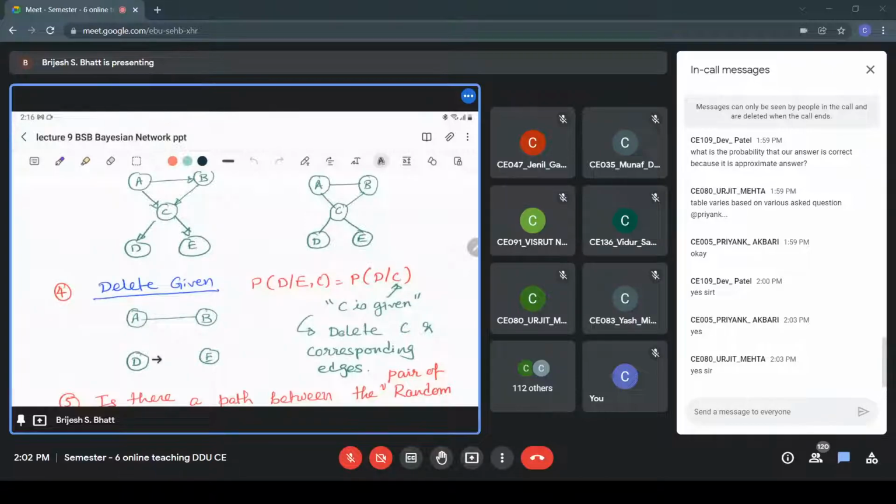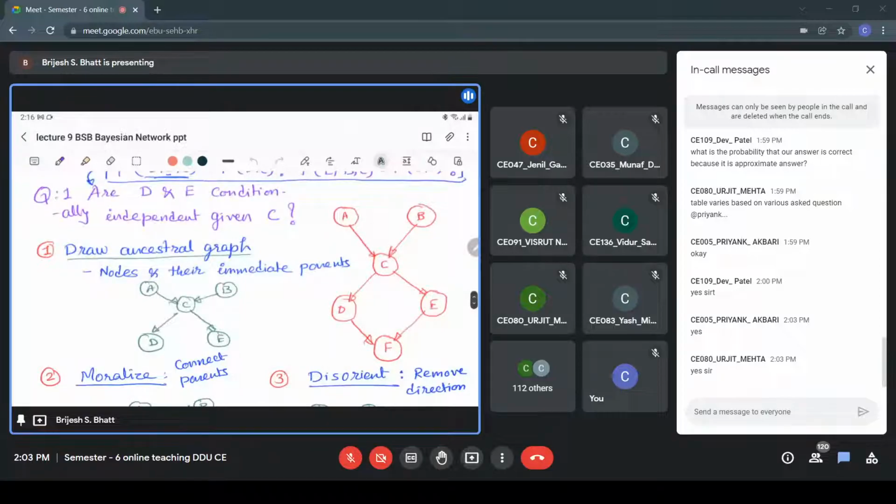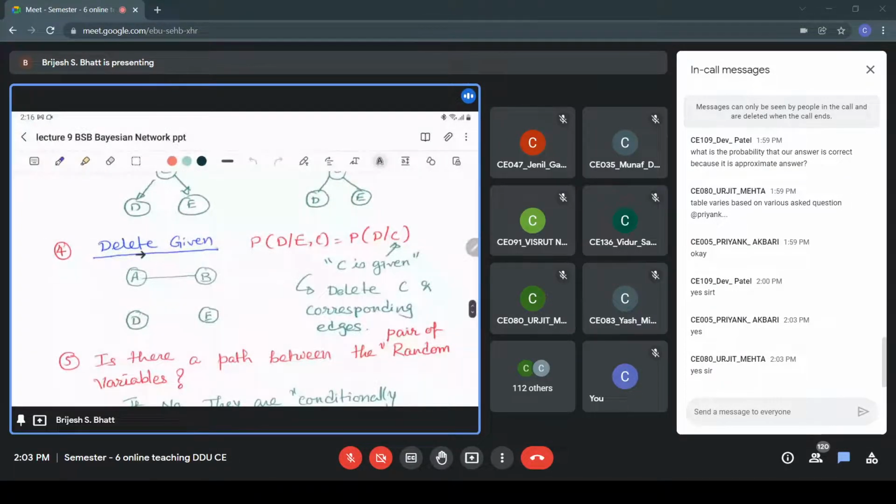And now see if there is any path between the random variables that you are looking for. The question was, are D and E conditionally independent given C? So after these 4 steps, whichever graph you have created, see is there any path between D and E? Answer is no, right? There is no path between D and E. So it means that D and E are conditionally independent given the variable C.